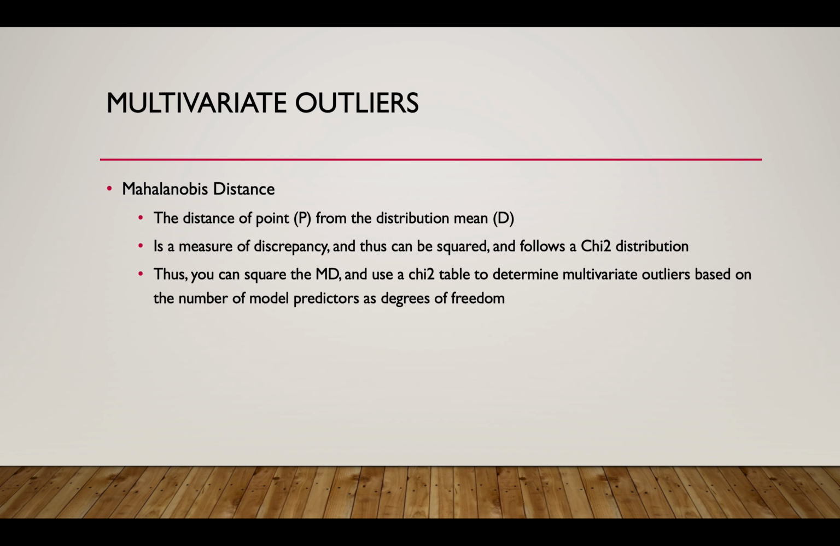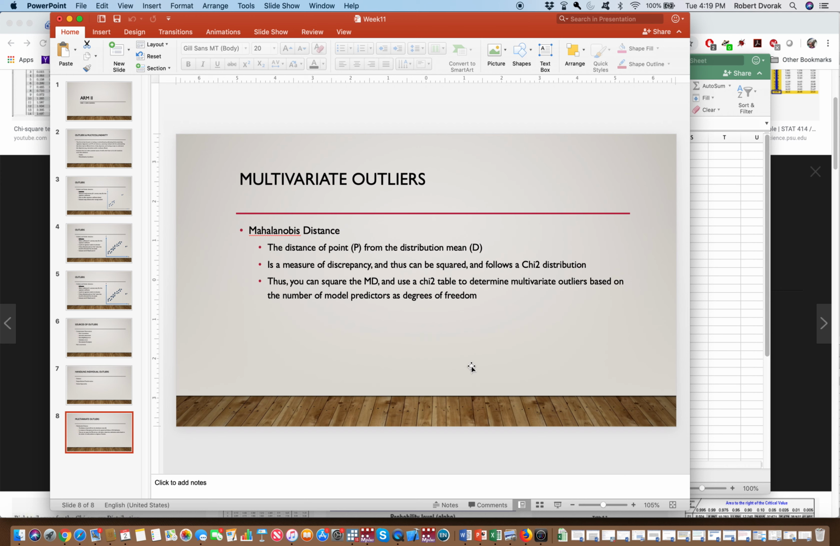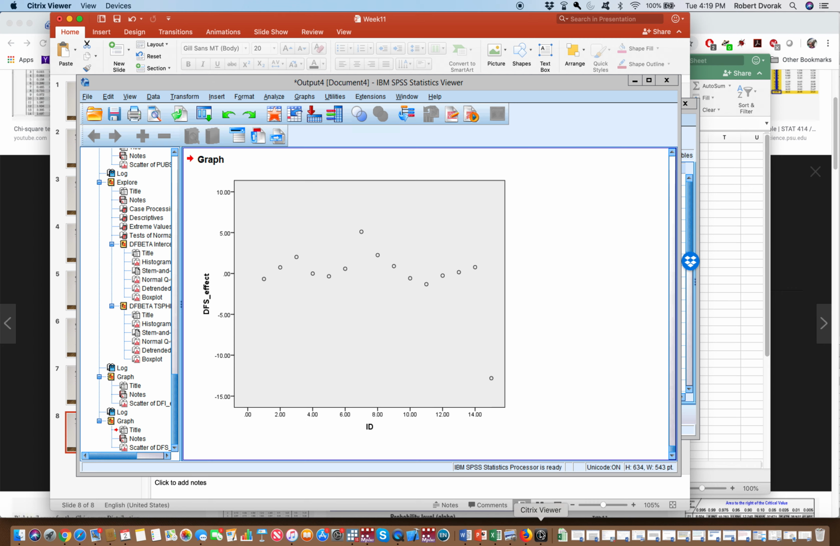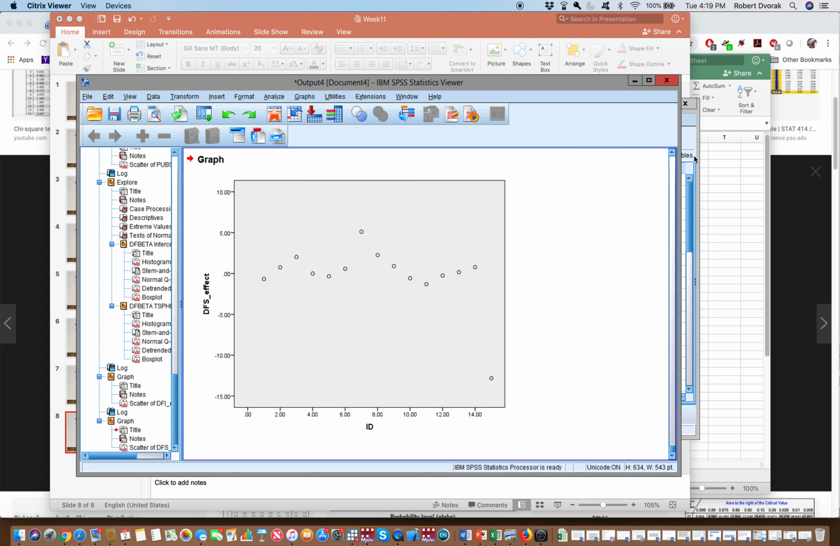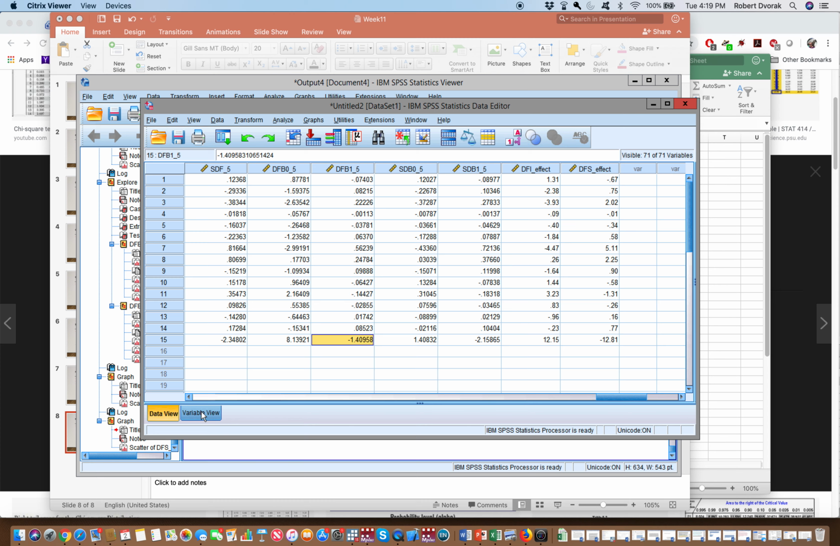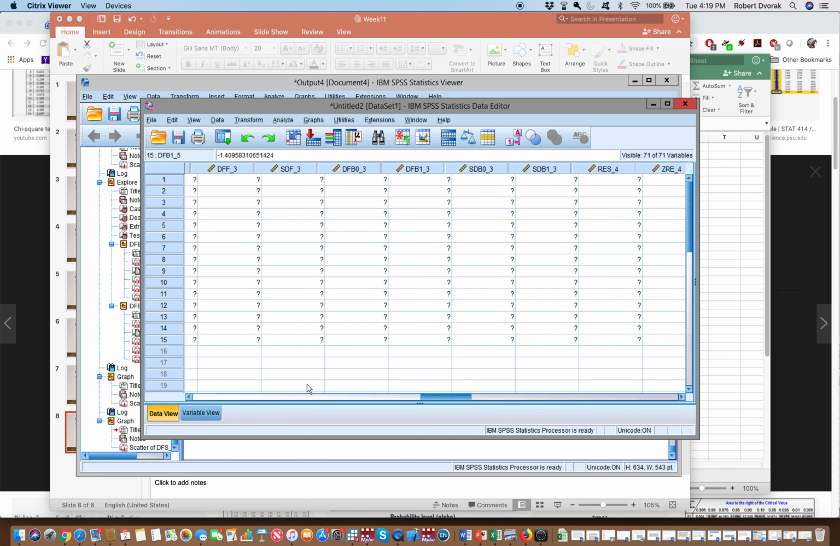And so this distance measure winds up following a chi-square distribution when that discrepancy is squared. We're going to hop over to SPSS in just a moment, and we're going to look at squaring it in order to do this. But what it ultimately means is you can square Mahalanobis distance, use a chi-square table to determine if your multivariate outliers are in excess of some sort of degree of freedom. So let's do this. Let's look at SPSS, and we're going to leave all of those in there for right now.